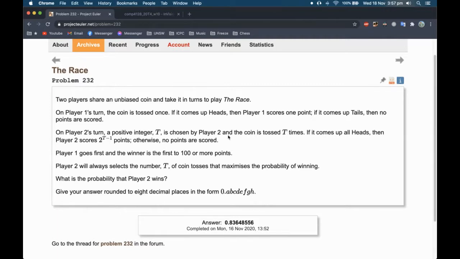So in other words, the larger the t that player 2 chooses, the less chance he's going to actually win, because he's going to need to get heads for every single one of the t coin flips, right? So the more t that player 2 chooses, the harder it is for him to win, but also the more points he's going to gain. For every single increase in t, it's going to double the points he gets, but at the same time, it's going to halve the chance he gets it.